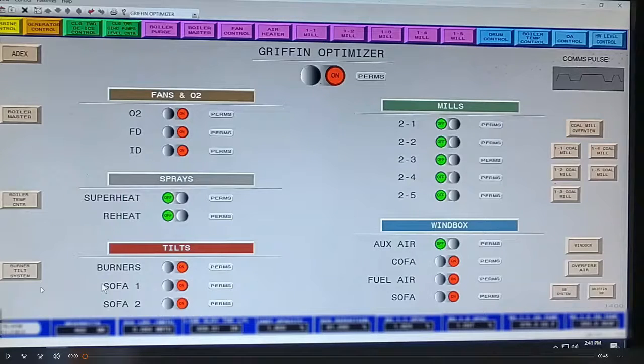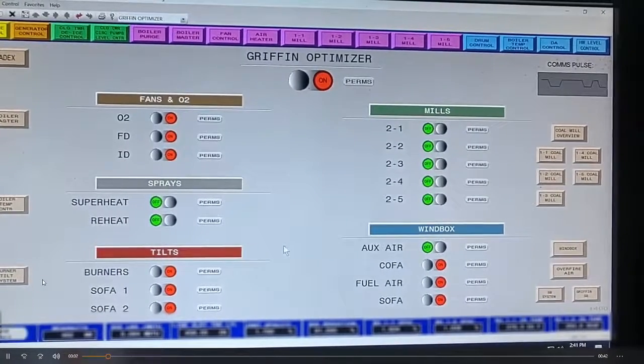You'll see here two levels of switches, the first being this larger switch at the top. This is their main switch that allows them, in one movement, to control if the Griffin optimization system is active or inactive. And then below here you see each subsystem has its own individual switch indicating whether that system is currently on in effect and optimizing or if it's off.